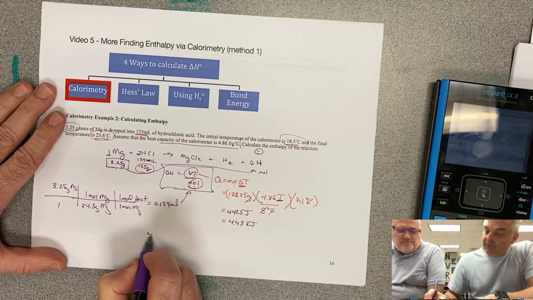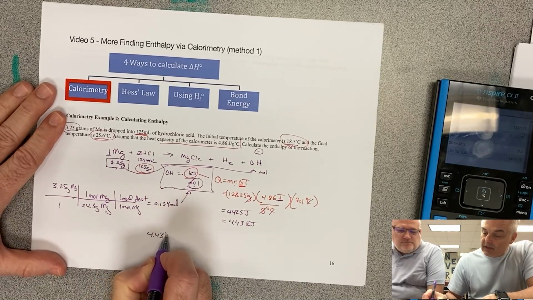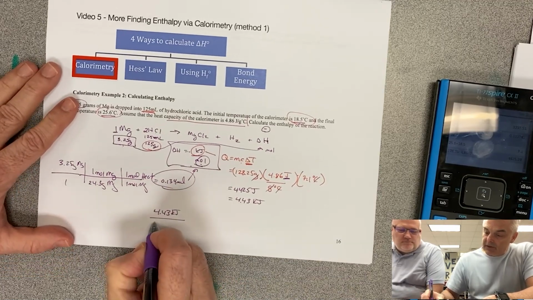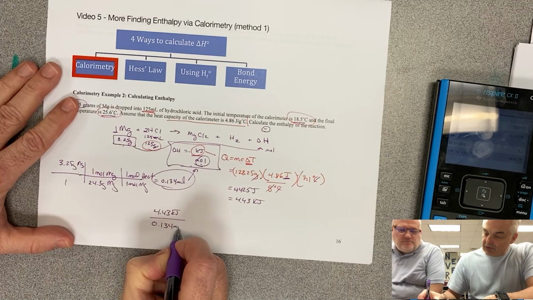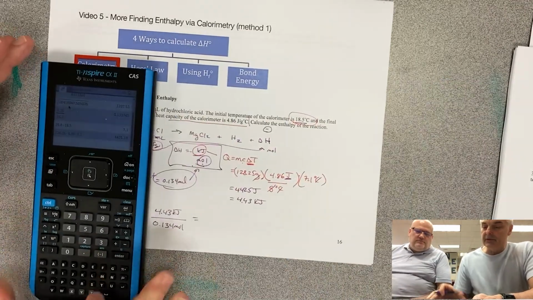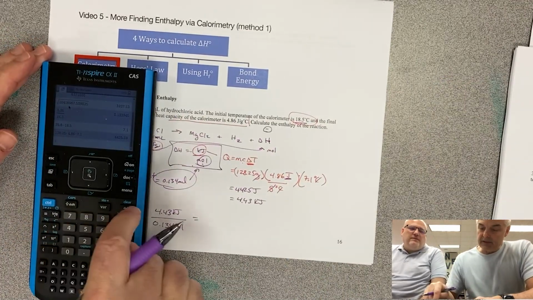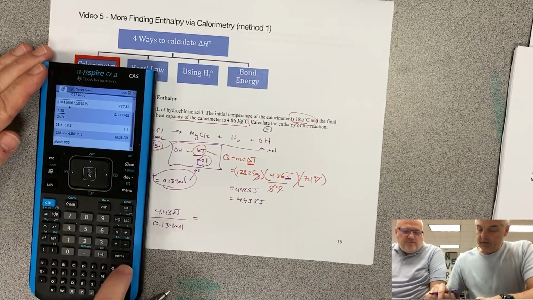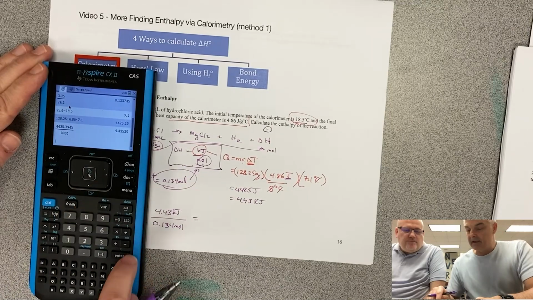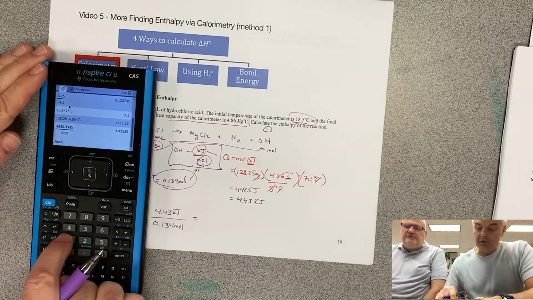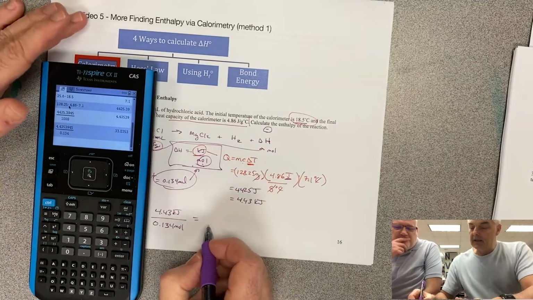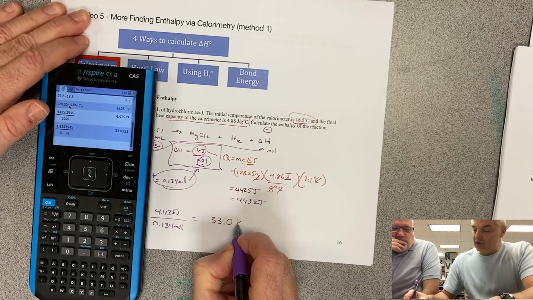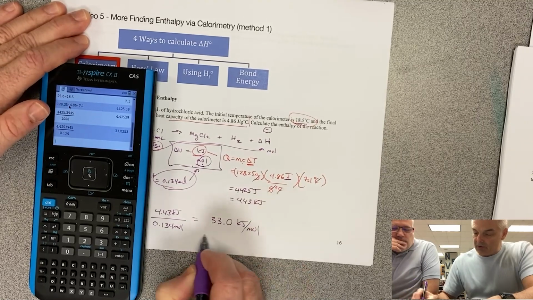I'm going to say 4.43 kilojoules, divide by my moles, which was this number here, 0.134 moles, and that equals... I'm going to take my calculator and divide the previous answer by 1,000, that gives me my 4 point something, and then I can divide that number by 0.134, and I get 33.0 kilojoules per mole.